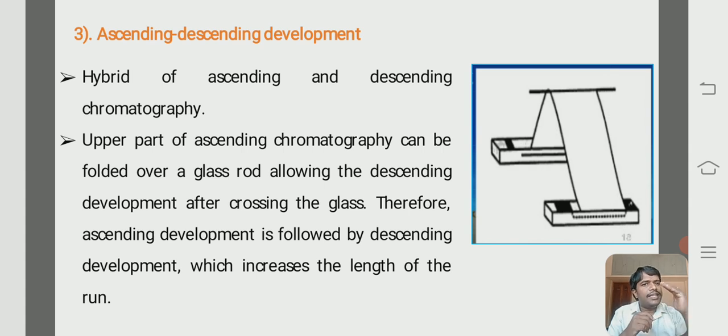Therefore, ascending development is followed by descending development, which increases the length of the run so that we can separate the components by making use of this ascending and descending development variable.